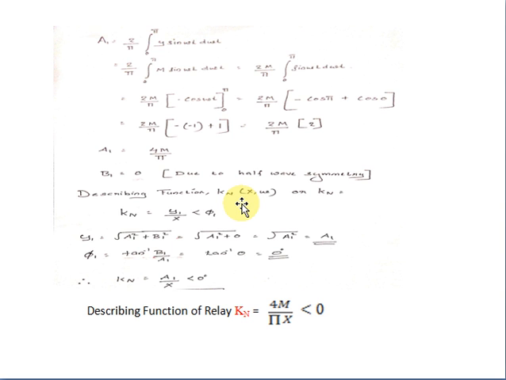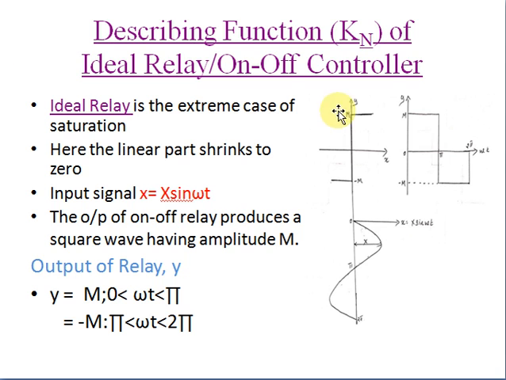But here we write that 2 by pi into integral 0 to pi y sin omega t d omega t, because from the figure it's clear that it exhibits half-wave symmetry. The lower half is the mirror image of the upper half. From 0 to pi its value is m, and from pi to 2 pi its value is minus m, so it exhibits half-wave symmetry. So we need to integrate it from just 0 to pi.